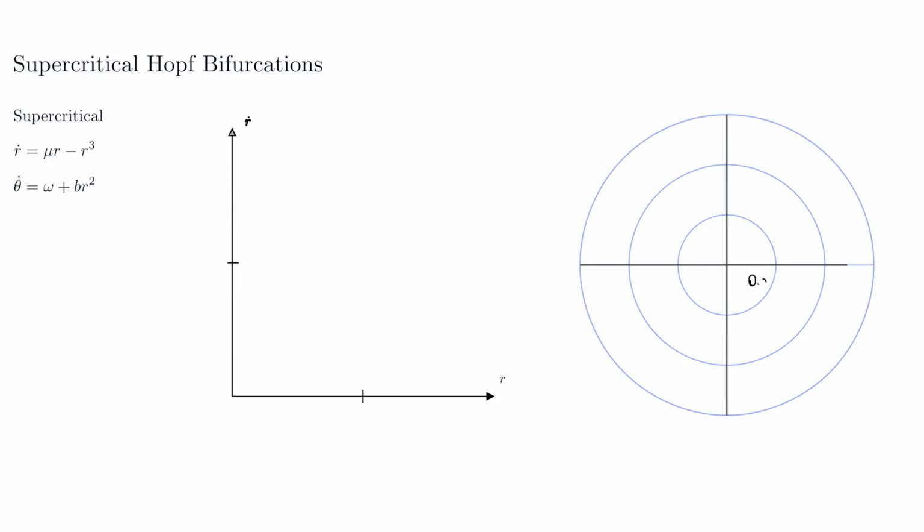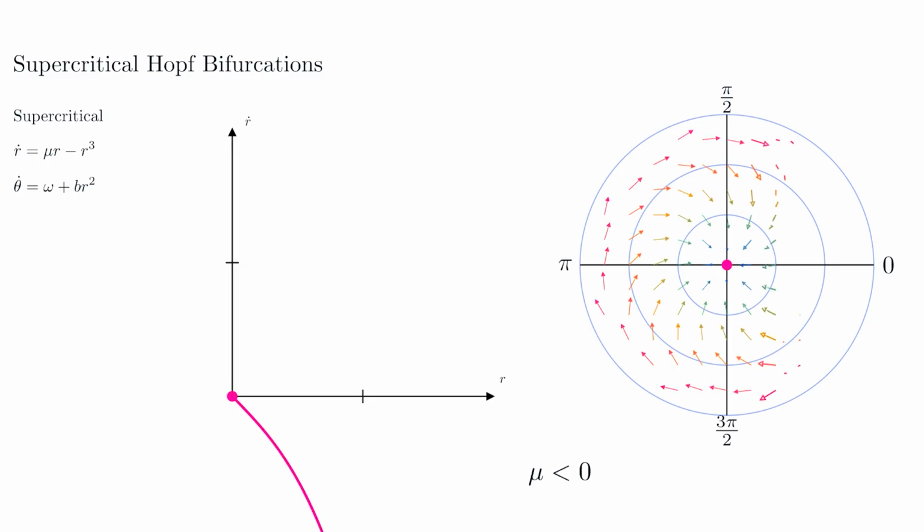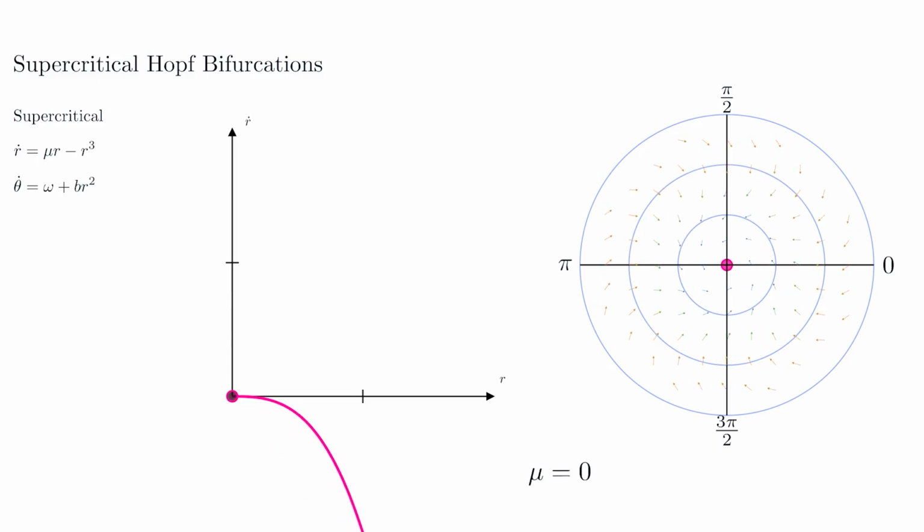So let's plot r dot as a function of r, first for mu less than 0. When mu is less than 0, r dot is negative everywhere. So the stable fixed point is at the origin, and the flow is towards the origin. If mu is equal to 0, then r dot comes into 0 with 0 slope, so this becomes a non-linearly stable fixed point. So we again have flow to the origin. It's just very slow compared to the case mu less than 0.